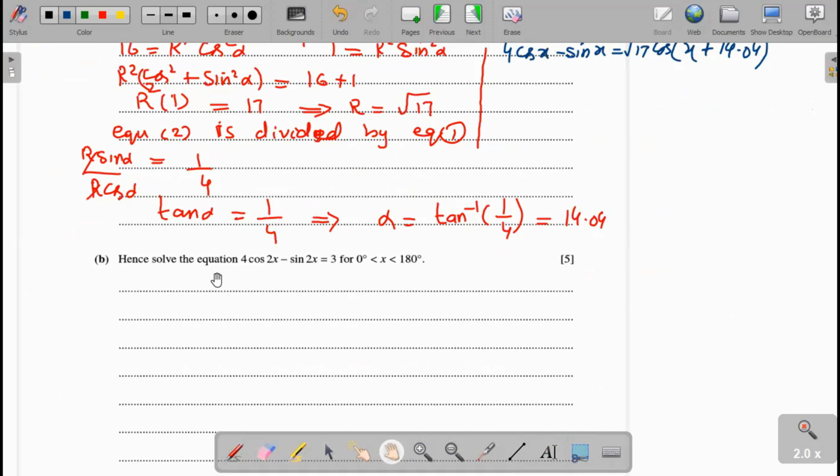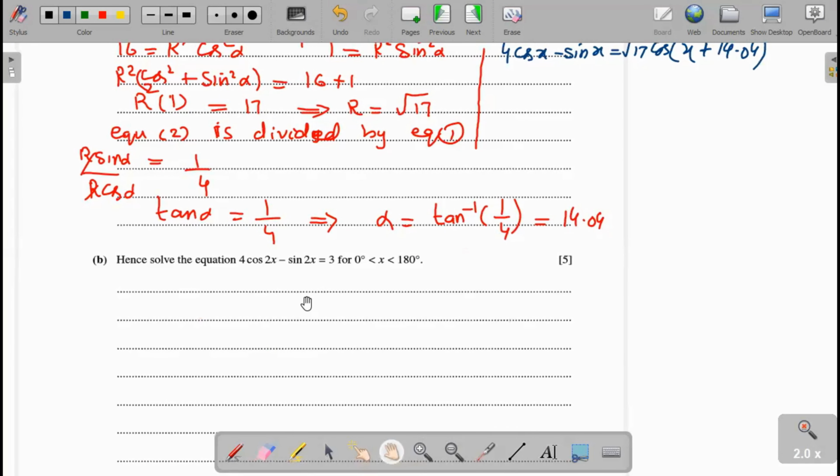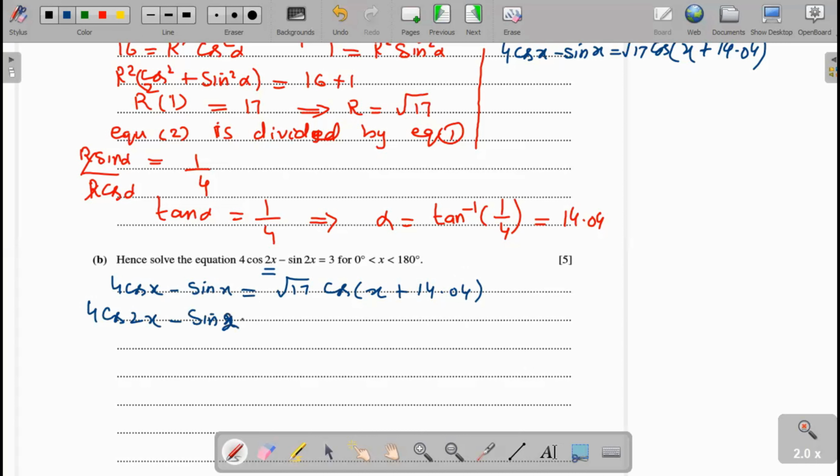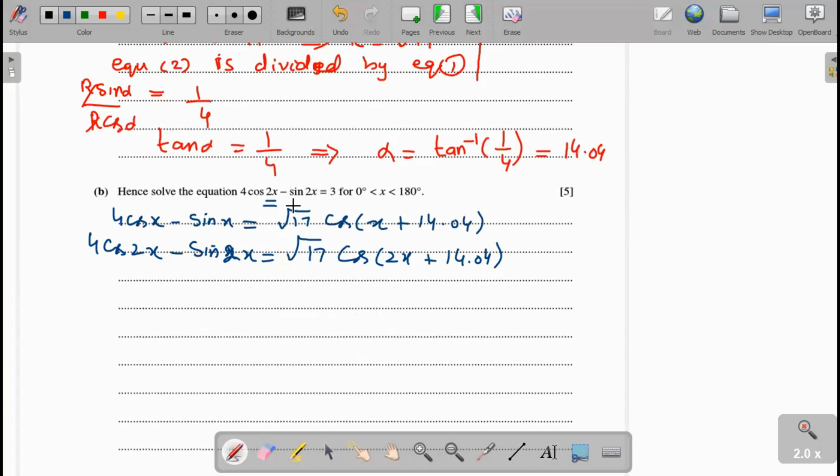Now part B. Solve the equation 4 cos 2x minus sin 2x equal to 3. You know 4 cos x minus sin x equals square root of 17 into cos(x plus 14.04). Now the x here is 2x. Therefore, we can write 4 cos 2x minus sin 2x equal to square root of 17 into cos(2x plus 14.04). Okay. Now that left hand side is equal to 3. Now we can write square root of 17 into cos(2x plus 14.04) is equal to 3.